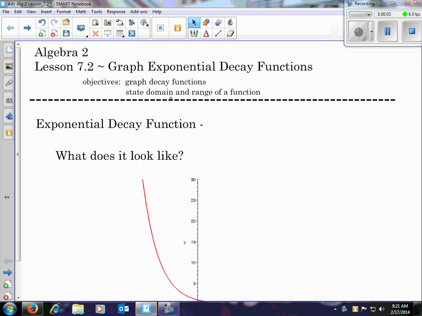Alright guys, this is lesson 7.2, exponential decay functions. Before we were doing exponential growth, which is the basic exponential function, now we're going to do decay. When we look at our decay function, it's going to be the exact same as the exponential function we learned about last video. So I still have a times b to the x minus h plus k.